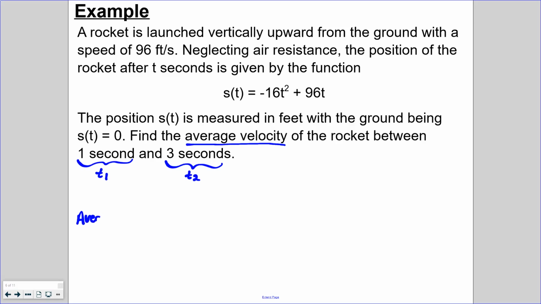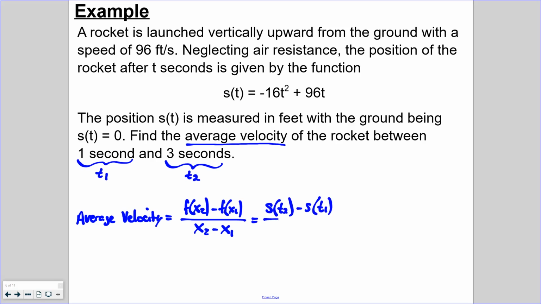So let's see, average velocity is going to equal f of x sub 2 minus f of x sub 1 all over x sub 2 minus x sub 1. And while that is true, that's not quite the notation we're given here, because we can see that our function is function s, and we can see that our variables are t. So let's go ahead and rewrite our formula so that it is in terms of this particular example, meaning we're going to have s of t sub 2 minus s of t sub 1 all over t sub 2 minus t sub 1.